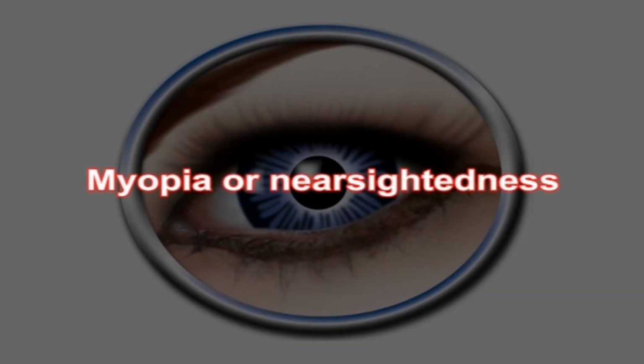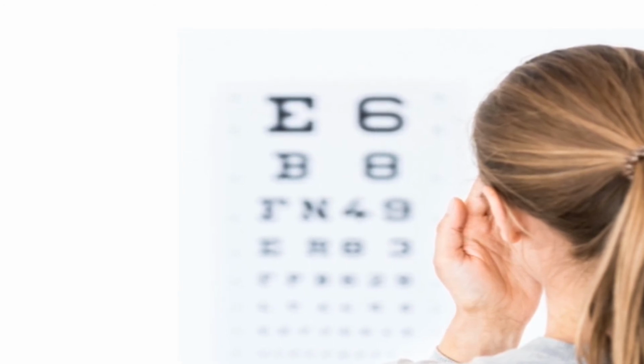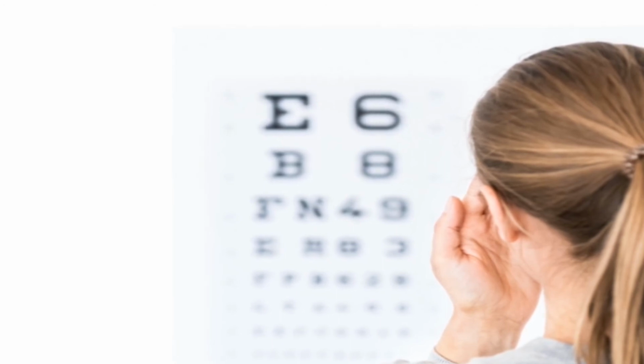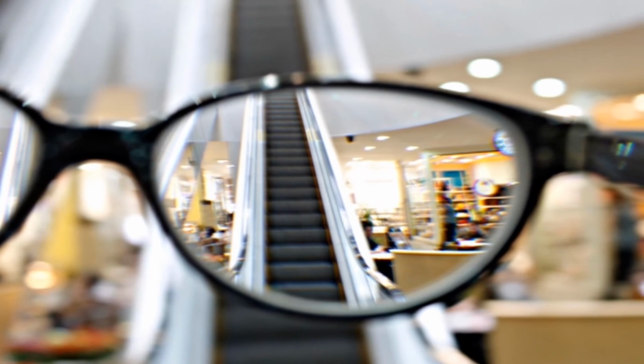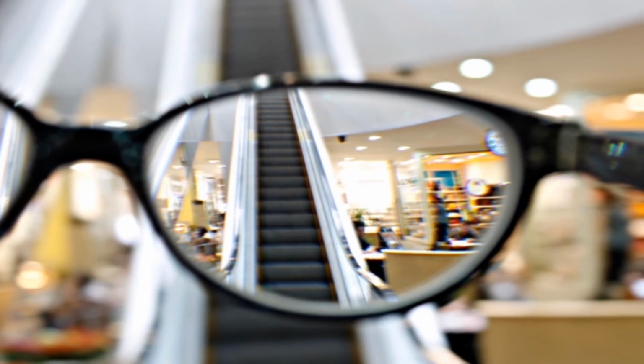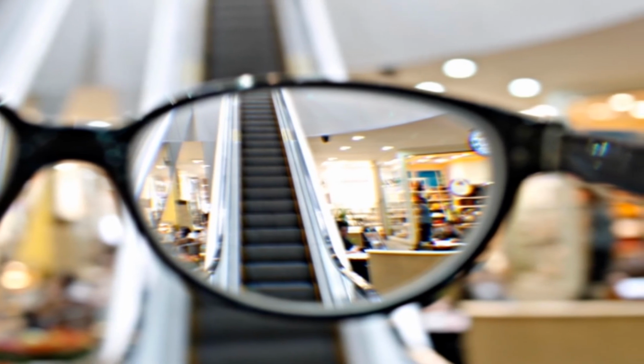The three most common refractive errors are: 1. Myopia or nearsightedness, difficulty in seeing distant objects clearly. Myopia occurs when the cornea is too curved or when the eyeball is too long. This causes the light to focus in front of the retina, and as a result, the image formed on the back of the eye is not as sharp as it should be.